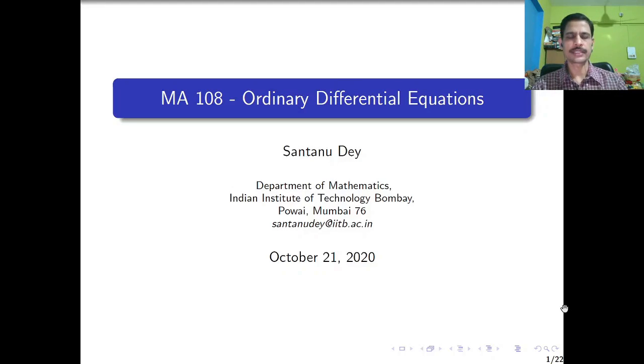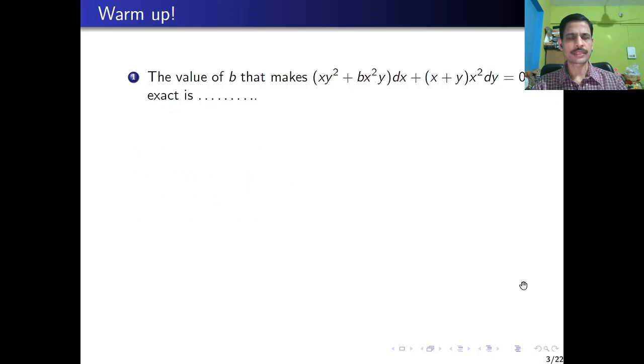Till now in my lectures, we have seen how to solve a separable ODE, homogeneous ODE, and exact ODE. Here are some questions for practice. The first question is: the value of b that makes (xy² + bx²y)dx + (x + y)x²dy = 0 exact is ___. Please pause the video and try to solve the question.